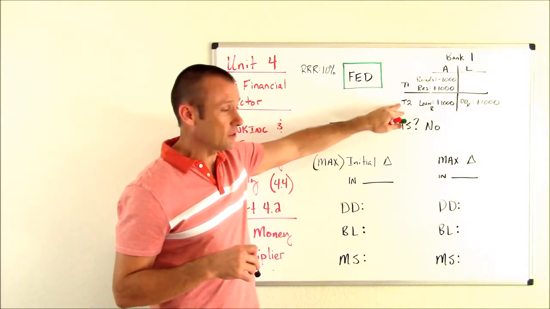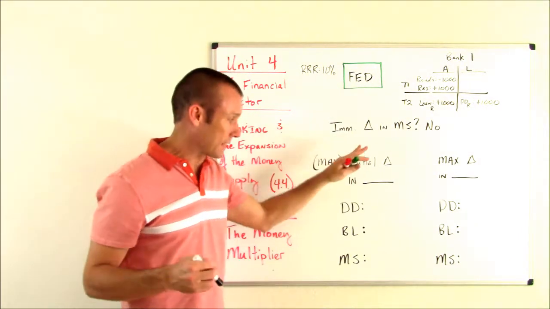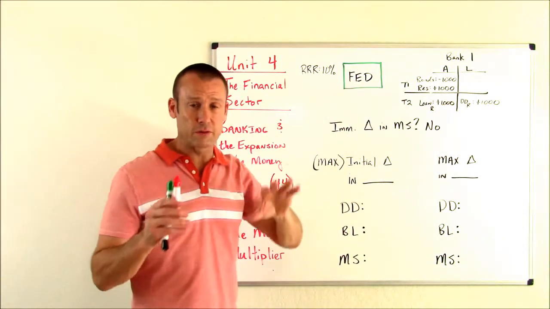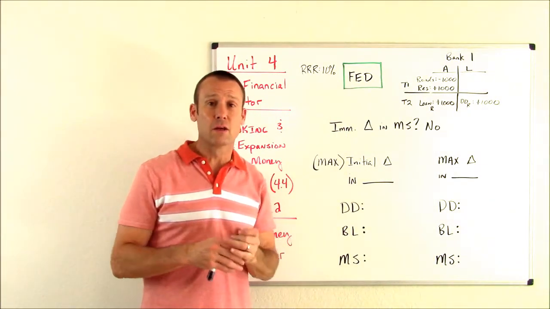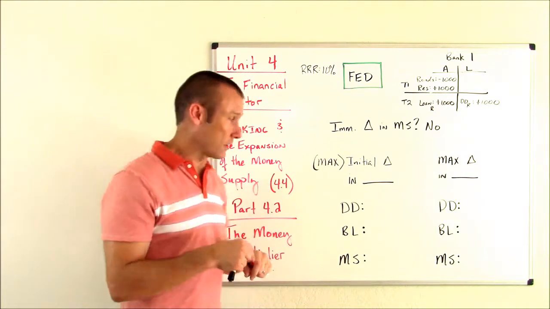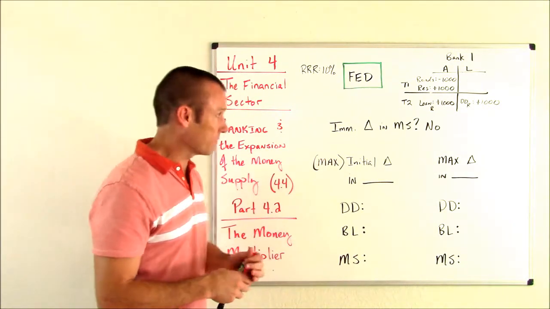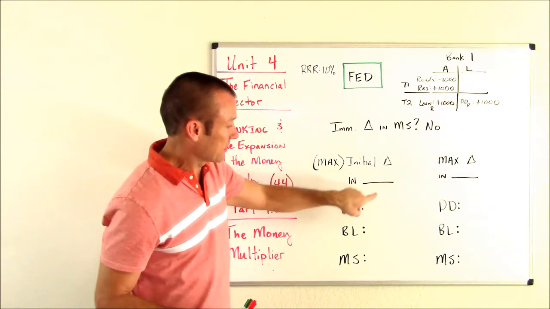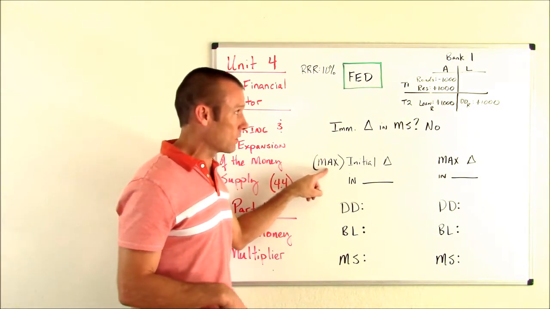Now that we have done T1 and T2, we can answer these 6 questions. If that didn't make complete sense to you, go back again to part 3, okay? But anyhow, let's finish this off. Max initial change in demand deposits. That's right, I need the word max.